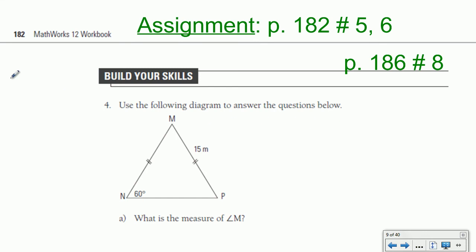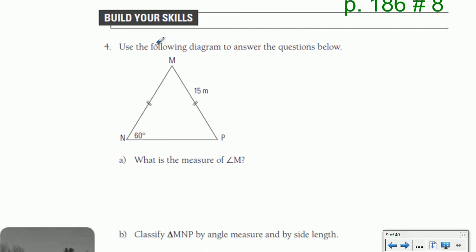So question number 4, use the following diagram to answer the questions. What's the measure of angle M? So let's have a look here. This is an isosceles triangle for sure, so 15, that means this side is 15, that's what those ticks mean. Now because this is an isosceles triangle, we know that these two side lengths are the same. That means that these angles are the same as well. So if this is 60, that's 60.